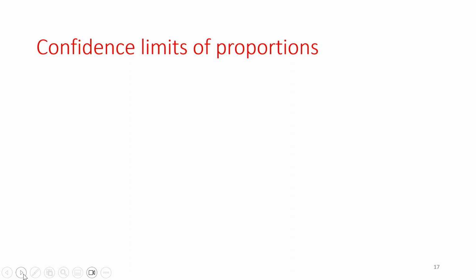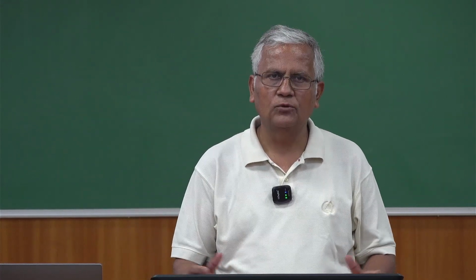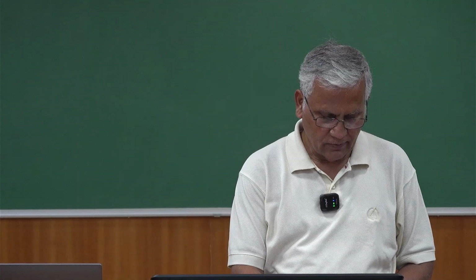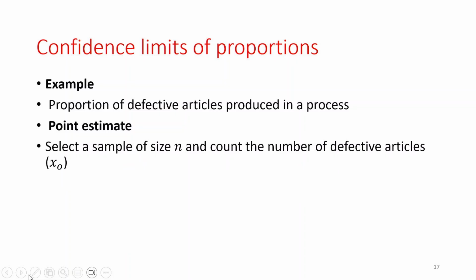Now, confidence limits of proportions. Let us start with an example: the proportion of defective articles produced in a process. Like we produce t-shirts in a garment manufacturing unit, and there could be some defects. Defective articles can also get produced. So first of all, the point estimate.